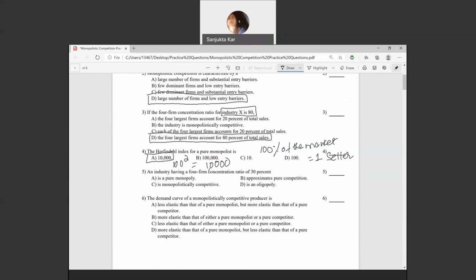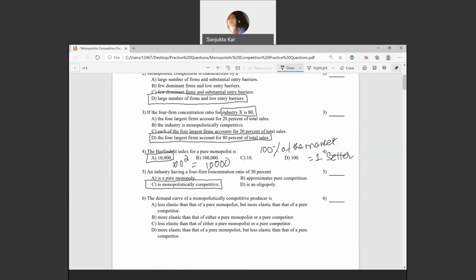All right, coming to question number 5, an industry having a 4 firm concentration ratio of 30%. This is going to be a monopolistically competitive industry.